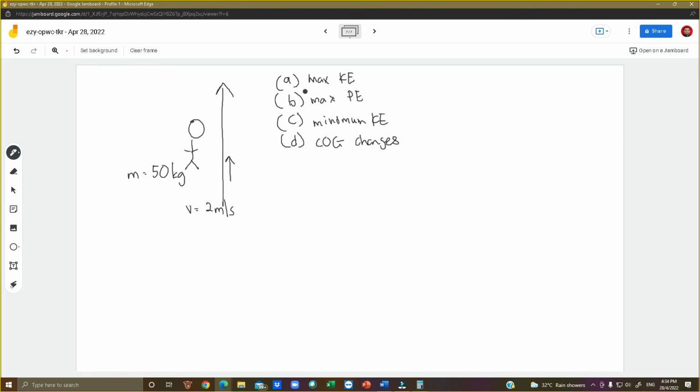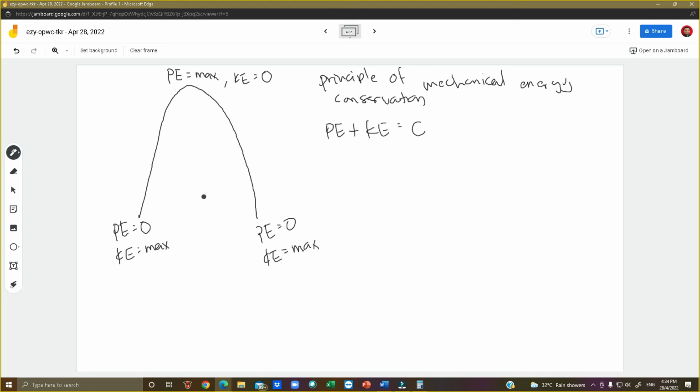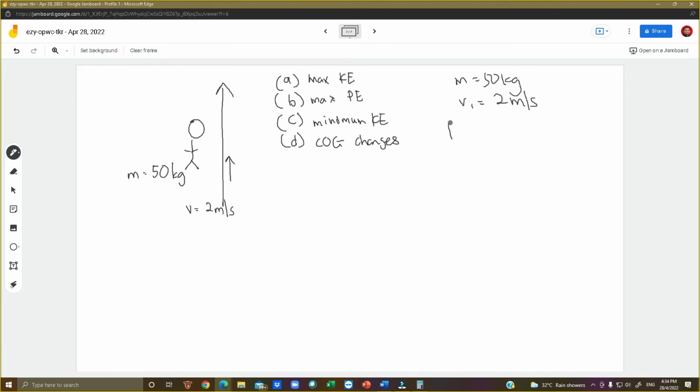To solve this one, I give you one clue. Before that, I'm going to write down the information that you have. 50 kg, velocity 2 meters per second. This type of problem where you need to find out KE, PE or whatsoever, please consult this thing back. This is your clue: the principle of mechanical energy conservation, where we have PE plus KE equals C. You find out C, you can solve all problems.